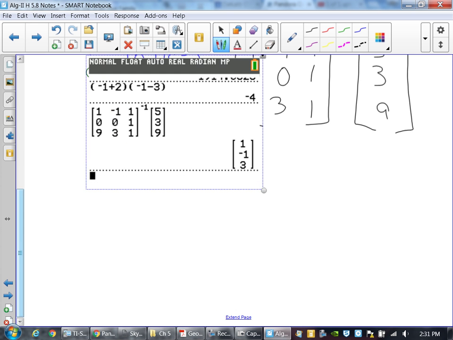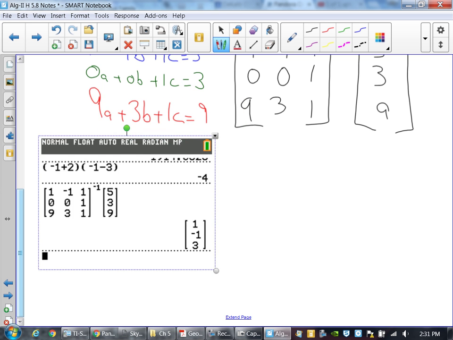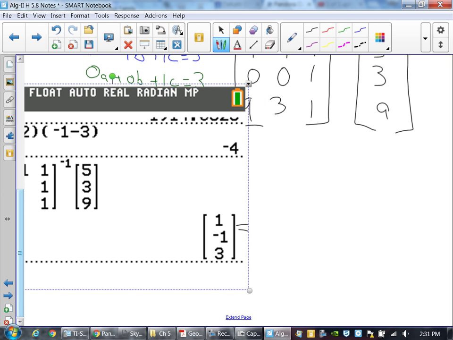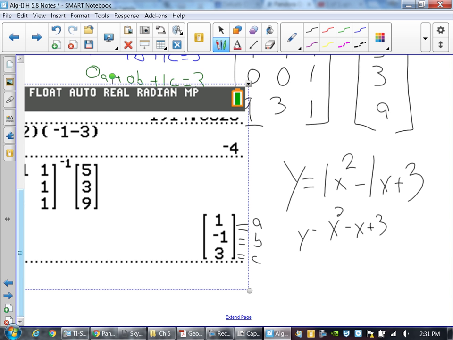It gives you A, B, and C in order? Yeah, that's the whole point. That's why we do these. So that's A, B, and C. That means my final answer would be y equals 1x squared minus 1x plus 3, or x squared minus x plus 3. And there's your answer.